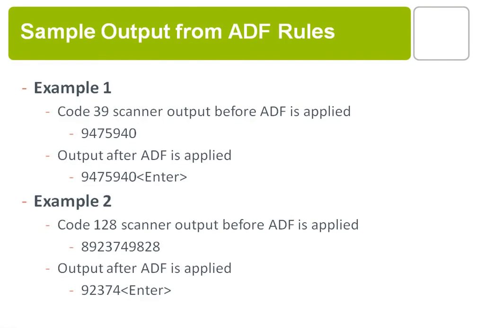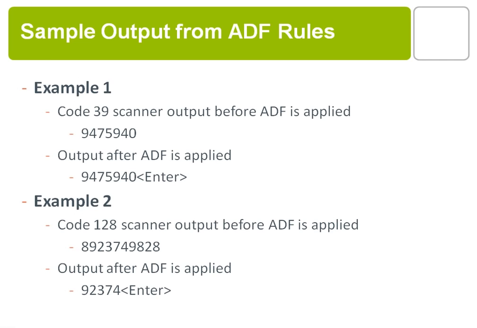In example 1, you have a code 39 that's 7 digits long. But let's say that your host system is a legacy system and it requires an enter key be supplied between each barcode scan, otherwise it's going to stay on the same screen. You can program your scanner through an ADF rule to say, if it's a code 39 and it's 7 digits long, append an enter, so that when the data is scanned, it sticks an enter on it and sends the data and the enter key to your host system.